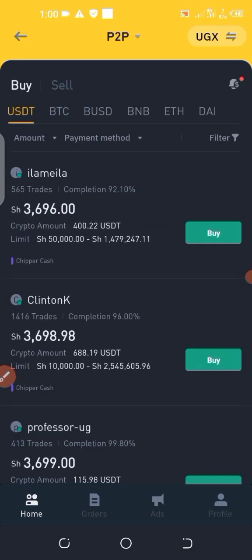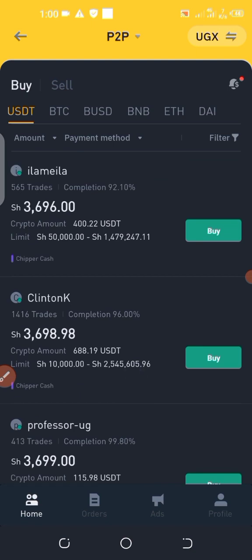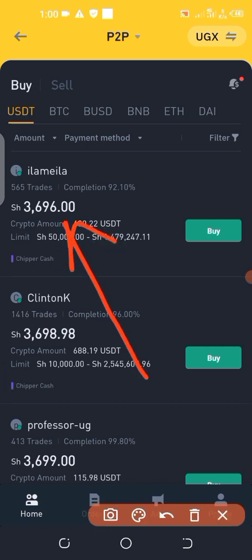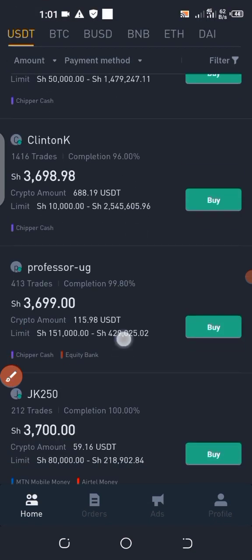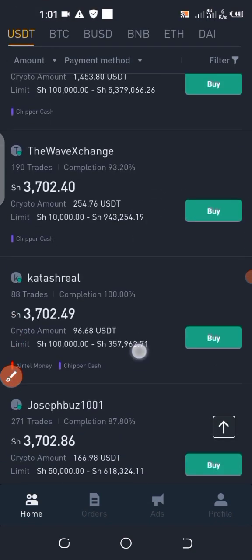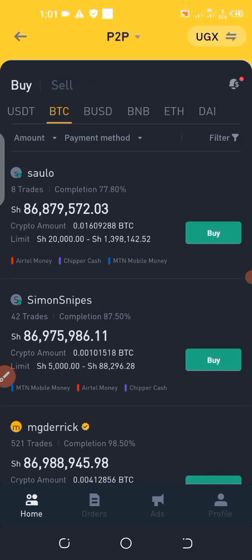Here it is USDT. They're showing you various individuals on the platform, or merchants, that are trying to sell their USDT, for when you want to buy. As you can see here, this first trader is selling his USDT for 3,696. And very many other traders are all here trying to sell. Okay, let's analyze and go into it.